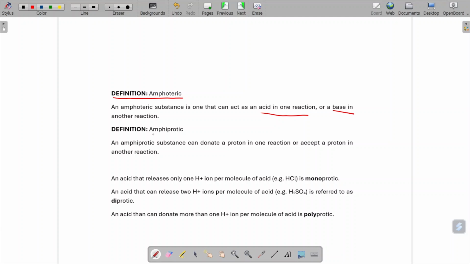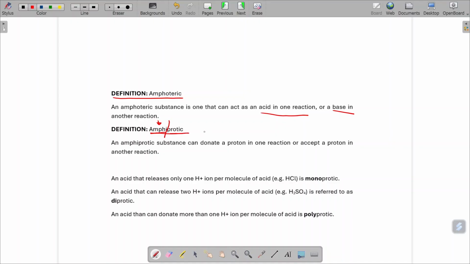This is a very closely related definition, and that is the definition of amphiprotic. So if you split this up into two words, we can see the amphi. It's the same as the amphi in amphibian. An amphibian is an animal that can live on both land and water. So it has two places where it can live. In the same way, an amphiprotic substance has two kinds of reactions.